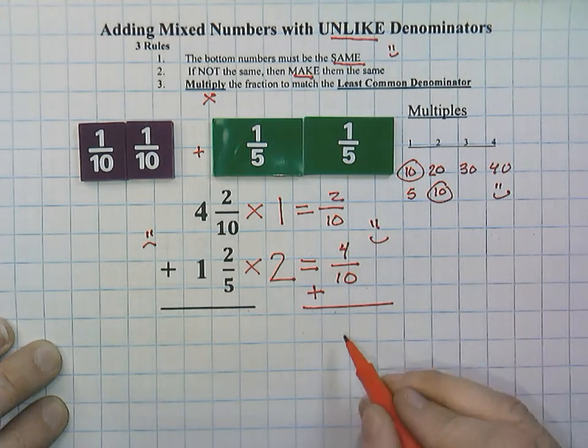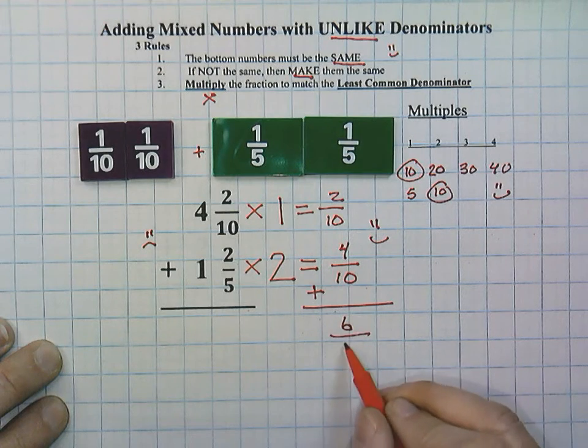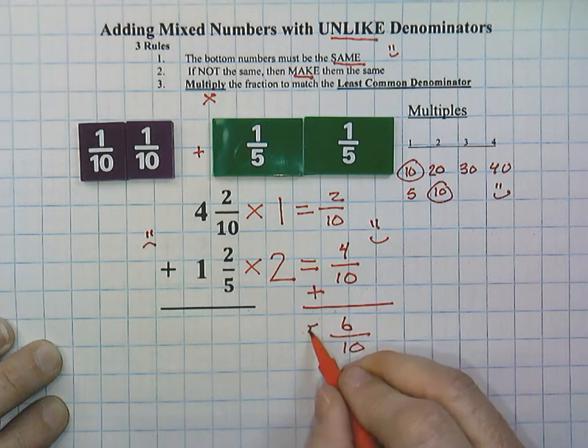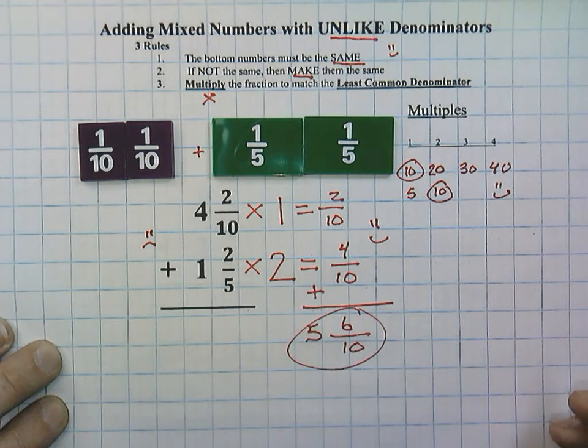2 tenths plus 4 tenths would be 6 tenths. And finally, we would add 4 plus 1 is 5, and our answer would be 5 and 6 tenths.